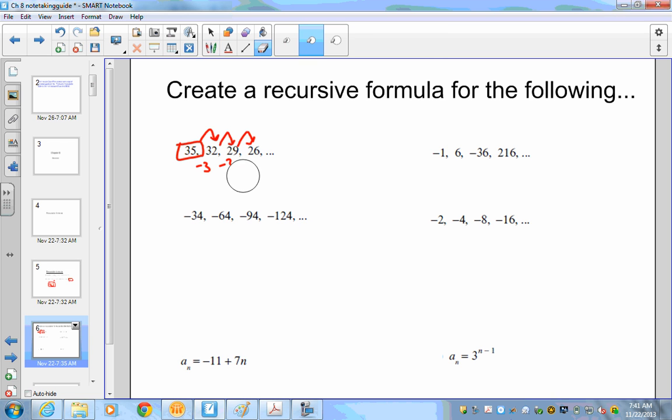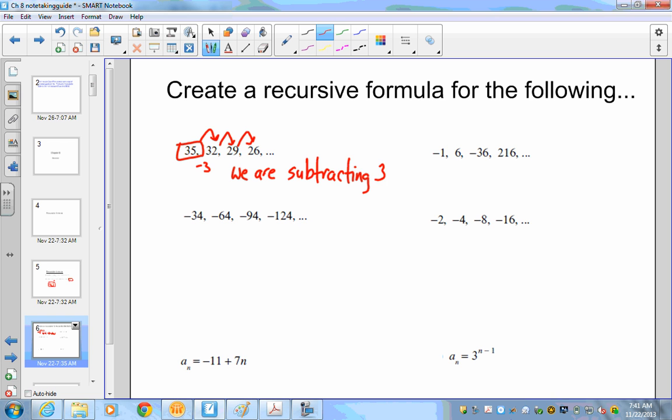Okay, so the recursive formula would be, I'm just going to put this in words, we are subtracting 3 from the previous number. Okay, that's basically the statement that we just observed here. We are subtracting 3 from the previous number. So what I'm going to do is write that as a formula.